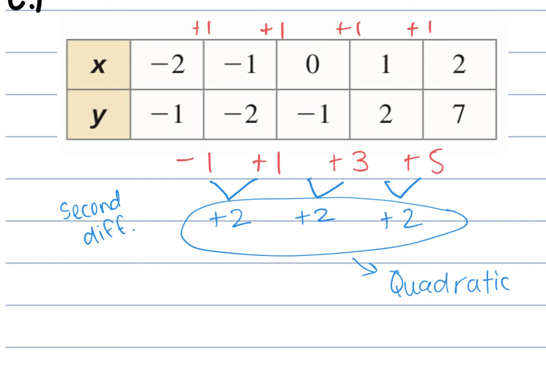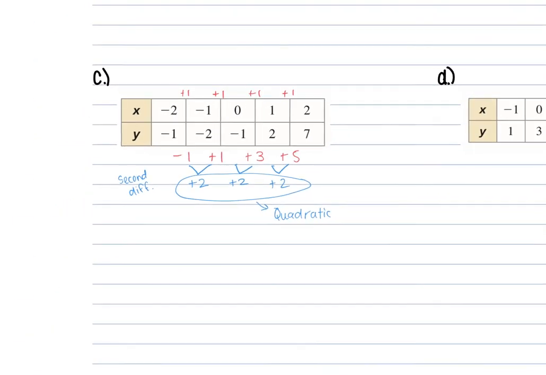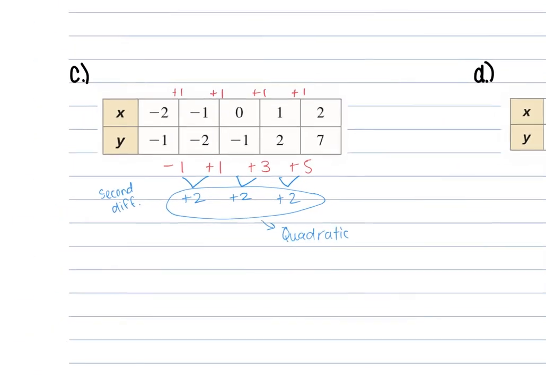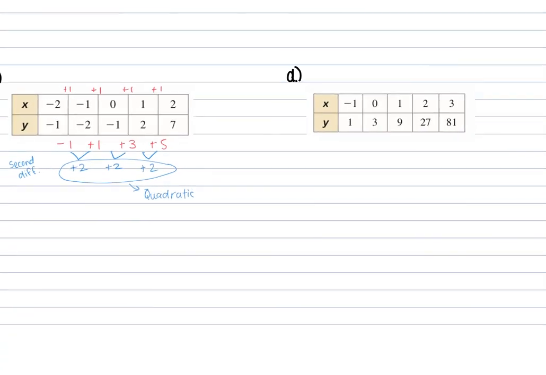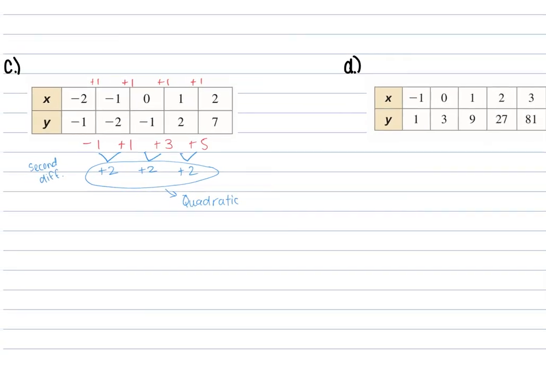All right, once you're done copying this one down, I want you to look at D and tell me what you think D is. Eli, what do you think it is? It's exponential. Why? Very good. We are multiplying by 3 each time, and that's it. And we're adding 1.